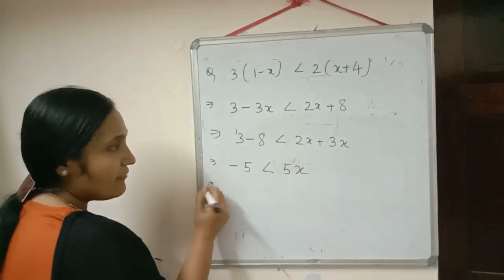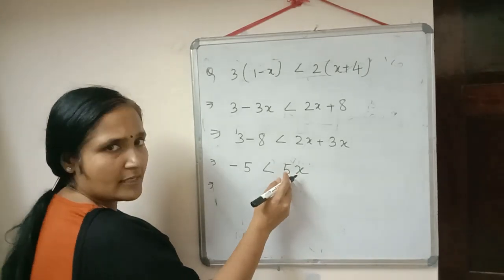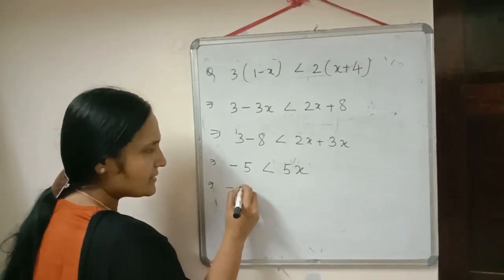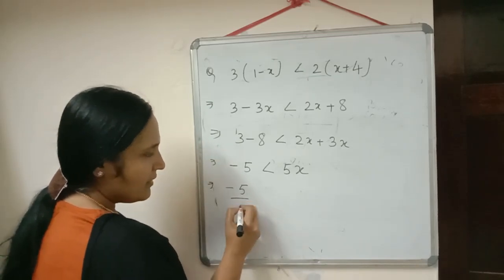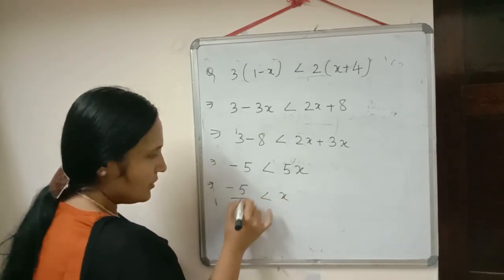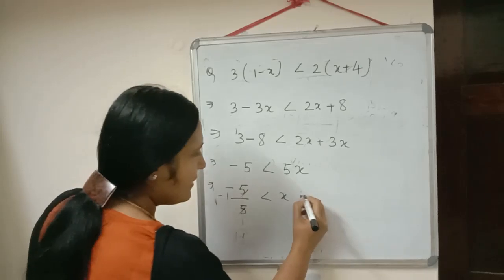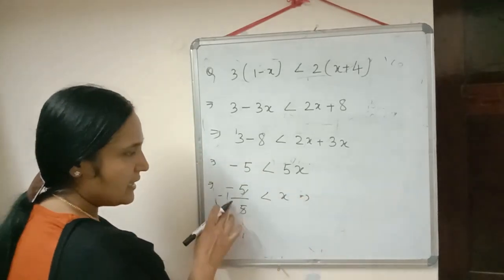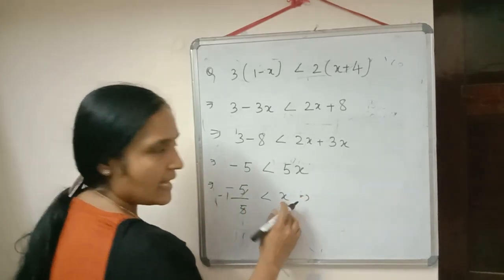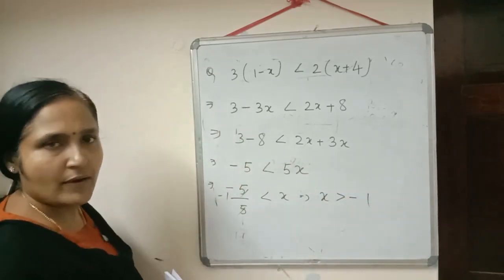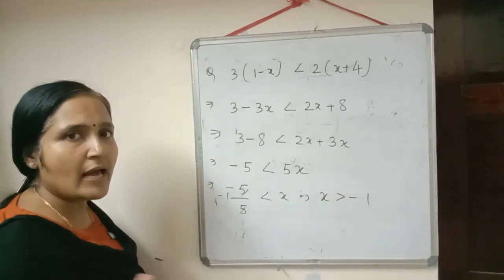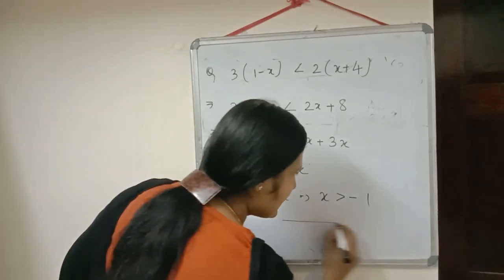Or 3 minus 8 is minus 5, less than 5x. Now here 5 is in multiplication but it is positive. So when you change the position you don't have to change the sign there. Okay, minus 5 less than 5x, so it will get cancelled. We will get minus 1. So what is the meaning here? Minus 1 is less than x, or we can write x greater than minus 1. x will take all the values which are greater than minus 1.